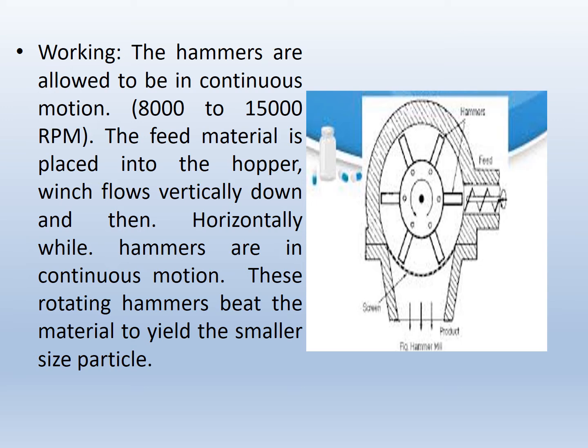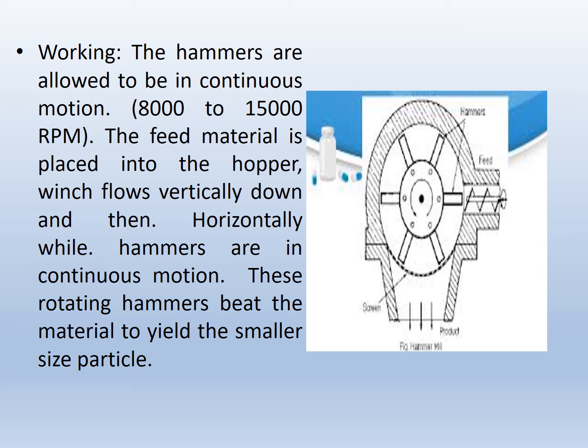Working of this hammer mill: the hammers are in continuous motion, rotated at a speed of 8,000 to 15,000 revolutions per minute. The feed material is placed into the hopper, which flows vertically down and then horizontally while the hammers are in continuous motion. These rotating hammers beat the material to yield smaller particles.